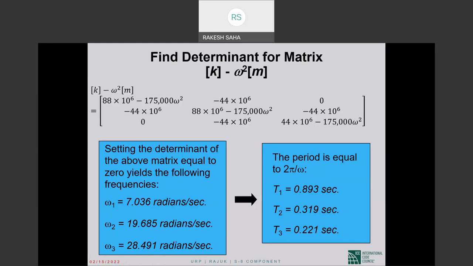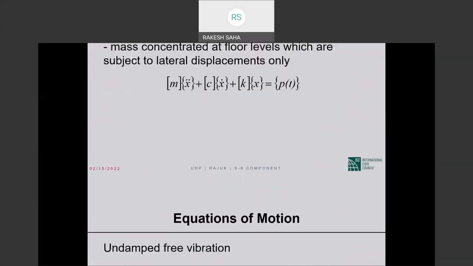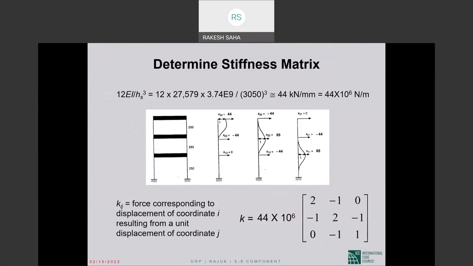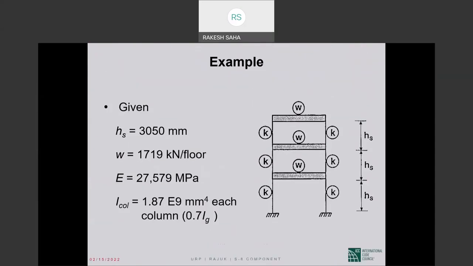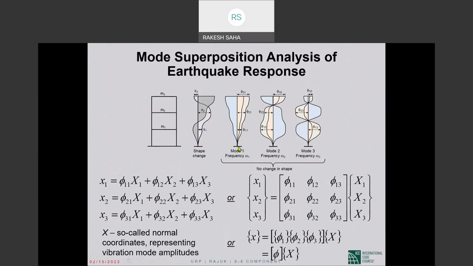The first mode period, also called the fundamental mode, is always the longest, and it gets shorter as we go to the higher mode shapes. One thing I should have pointed out, very fundamental: the first mode never crosses the zero axis. All the masses move in the same direction.